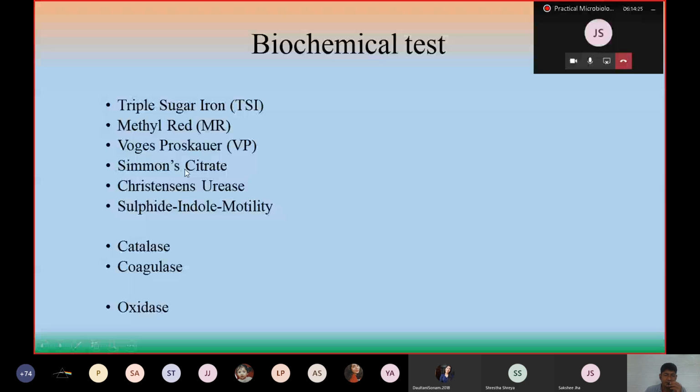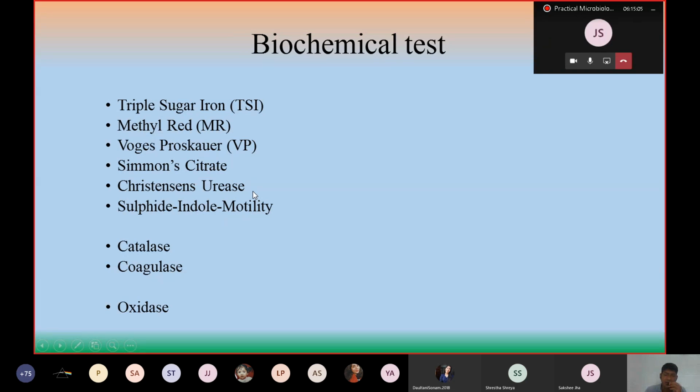Christensen's urease. This is one of the tests for enzyme production, that is the enzyme urease. Sulfide indole motility: H2S production, indole production, but better to understand here whether the organism has tryptophanase or not. If the organism is producing the enzyme tryptophanase, then indole will be produced, otherwise not. So indole is a test for enzyme production.